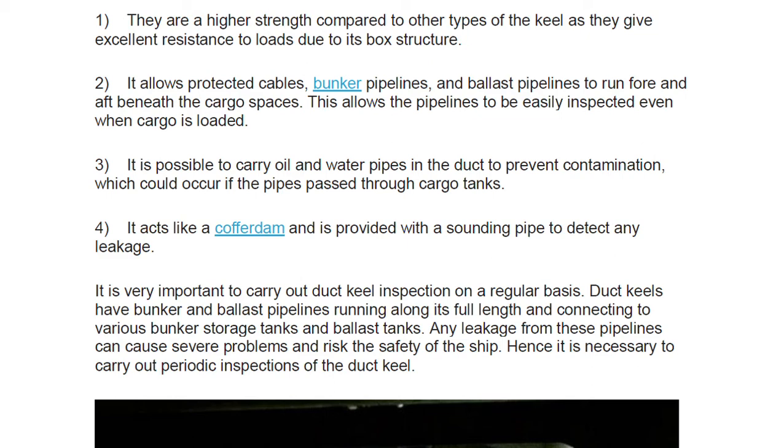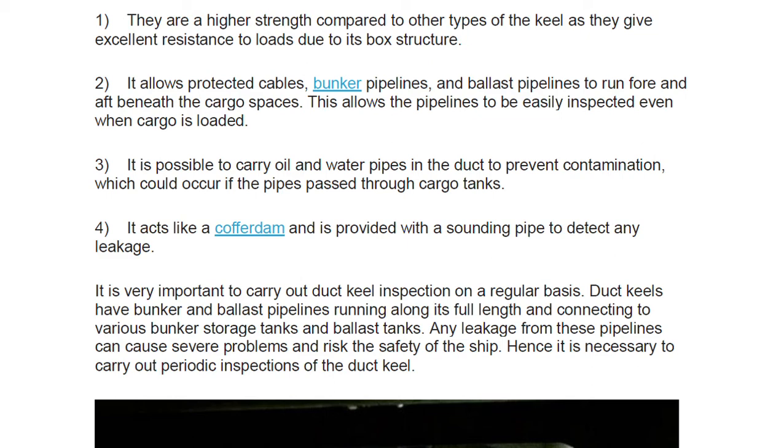It is possible to carry oil and water pipes in the duct to prevent contamination which could occur if the pipe passed through cargo tanks. It acts like a coffer dam, because a coffer dam is an empty space. I've already covered what a coffer dam is. It is provided with a sounding pipe to detect any leakage.